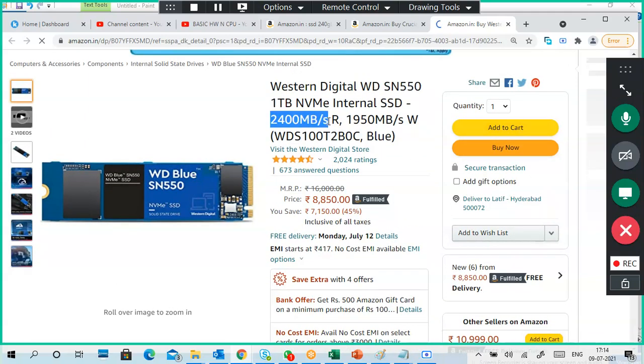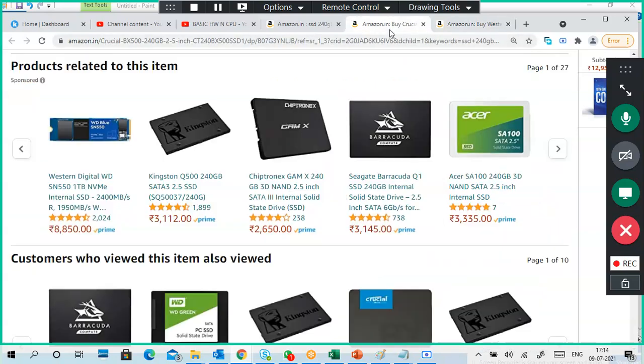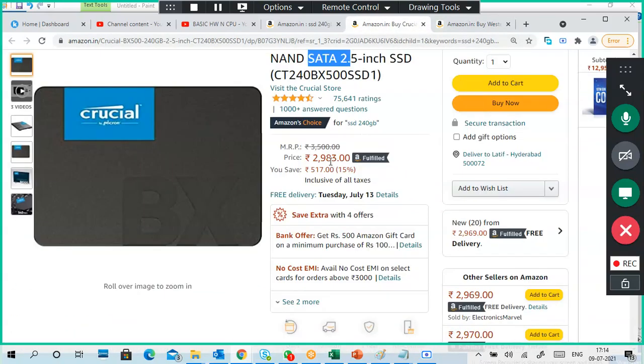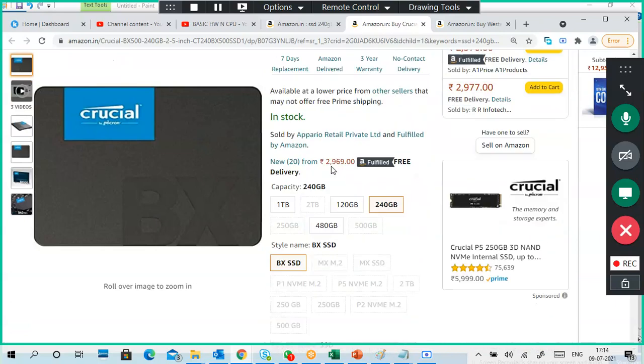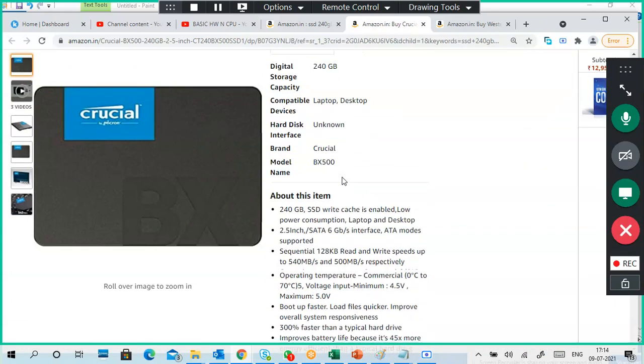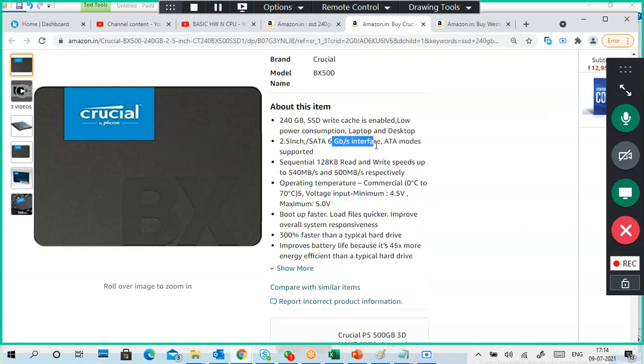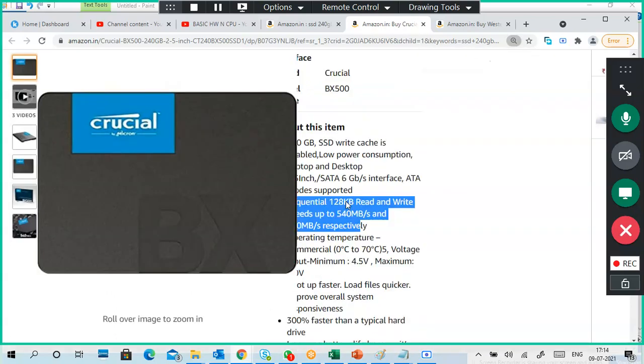It is showing some 2400 megabytes per second read, and this is the write. It's a 2.5 size, 6 Gbps interface. It is a 6 Gbps interface, 128K read and write. So read and write, you can see here. Are you able to view it, or can I increase the text size?